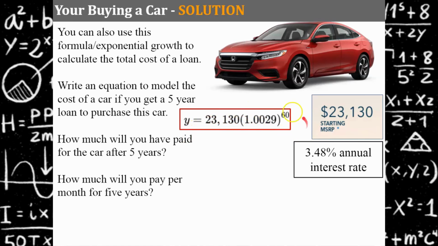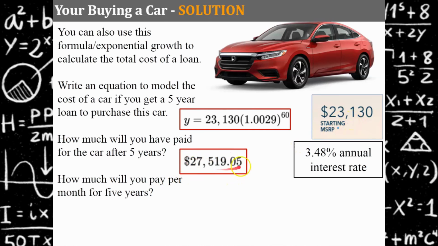So we're going to evaluate this now. And after all 5 years, we're going to have paid a total of $27,519.05. So you can see that there's a difference here of just over $4,000. After 5 years, you will have paid the bank over $4,000 in interest so that you could have a loan to have the car because you did not have $23,000.